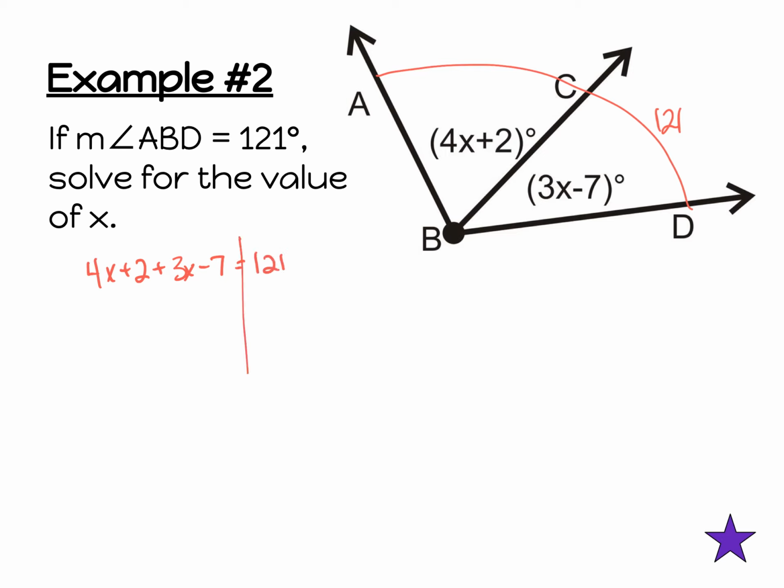So I'm going to combine my like terms. 7x minus 5 equals 121. Next, I can add 5 to both sides. So I have 7x equals 126. When I divide both sides by 7, I get x equals 18.